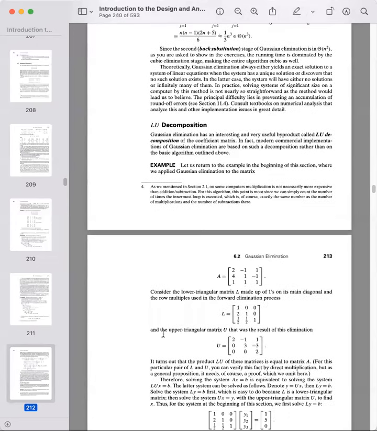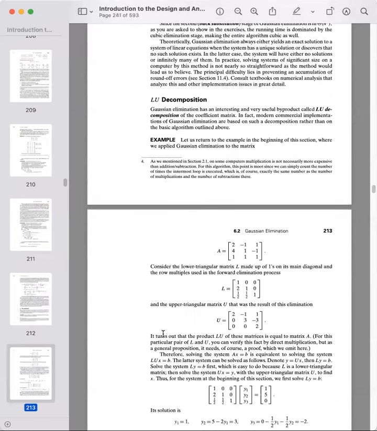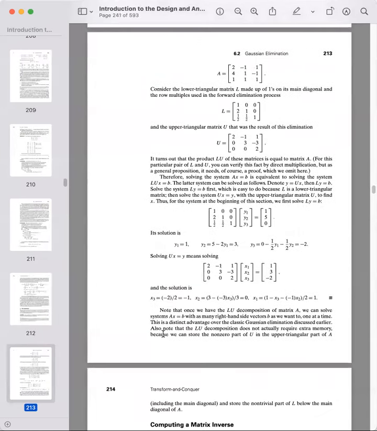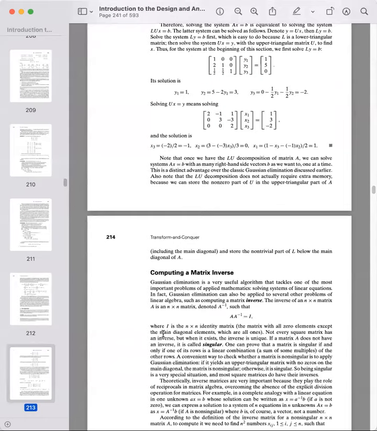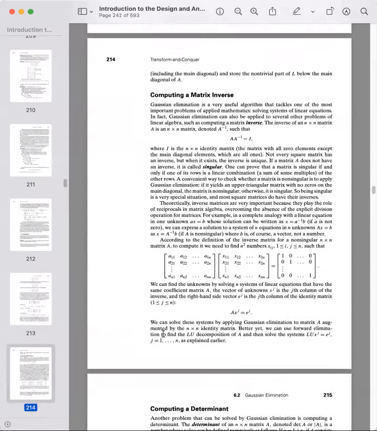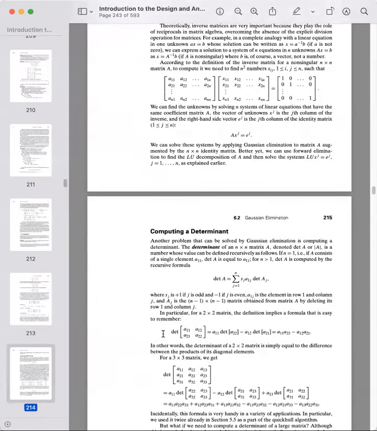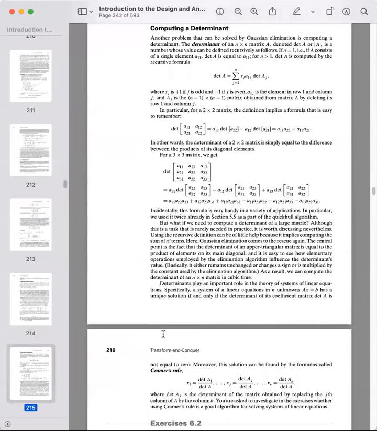We will not do the LU decomposition. There's nothing wrong with it. It's a fine byproduct of this. The same goes for computing a matrix inverse. If you want to look through those, feel free. I'm just not going to ask you those on the test or in the homework.